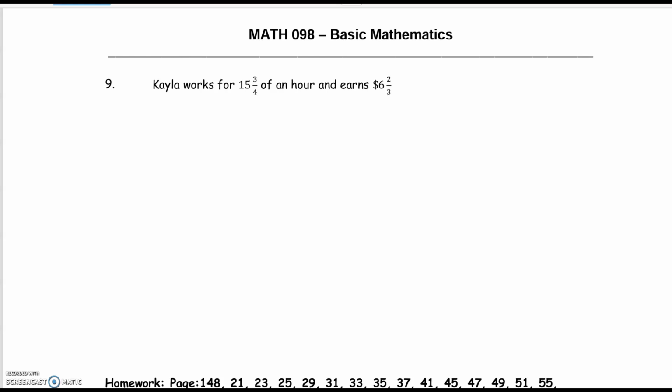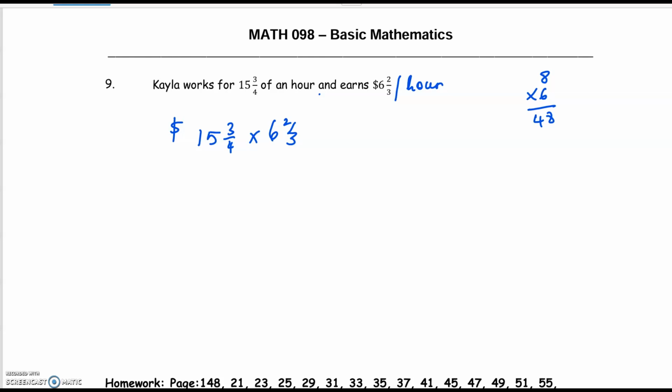Now, Kayla works for 15 3/4 hours and earns $6 2/3 per hour. How much money does she make? Total time that she works, multiply with the hourly rate, right? If it was $6 and she worked 8 hours, you would go 6 times 8, $48, right? So just do the multiplication. 15 3/4 times 6 2/3 dollars per hour. So this is the total amount that she makes. Now the rest is just figuring out the details.